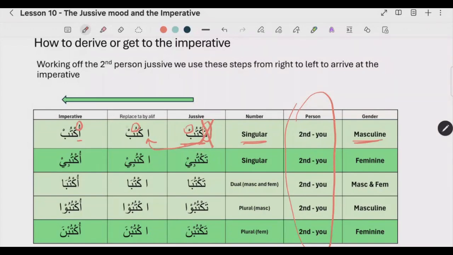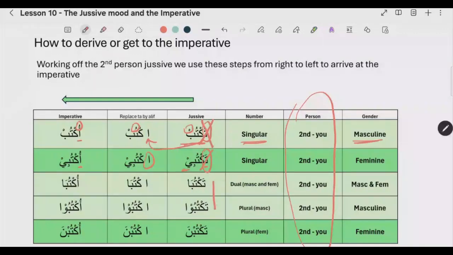So this is how you derive it. You get from the jussive, you replace the ta with an alif, you look at the middle letter's voweling, and then you put that voweling on the alif, and you get uktub. Likewise in the second person singular feminine, like you're telling one girl to write, this is the normal feminine form of the jussive. Again, you're taking the ta, removing it, putting an alif in its place, and you get uktubi, to tell one girl, you write.